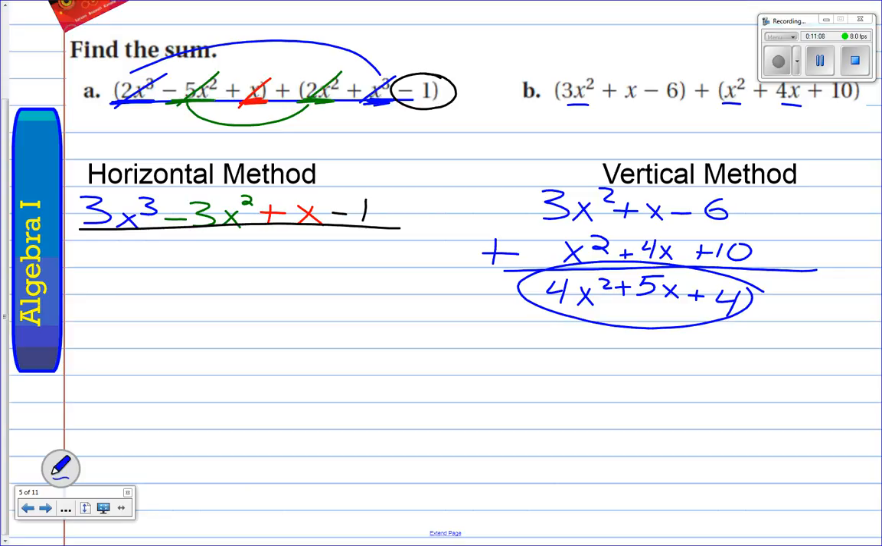Okay, adding polynomials, or even subtracting polynomials, which, spoiler alert, is coming next, all it means is combine your like terms. Okay, if you're not done, go ahead and pause it to finish taking notes, otherwise I'm going to move on.